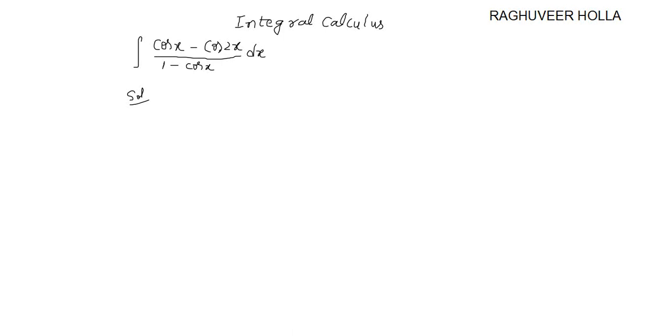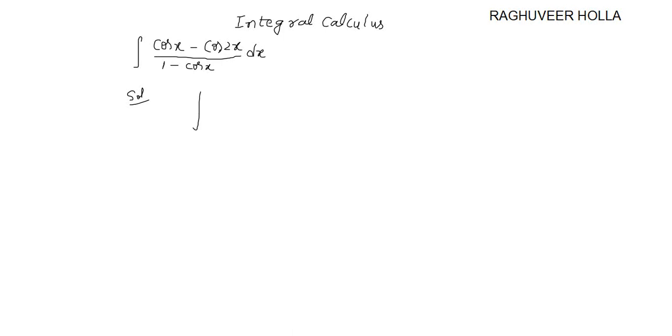Let us try to solve this problem, that is the integral of (cos x minus cos 2x) divided by (1 minus cos x) dx. Now cos 2x can be written as 2 cos square x minus 1 if I try to simplify everything there.